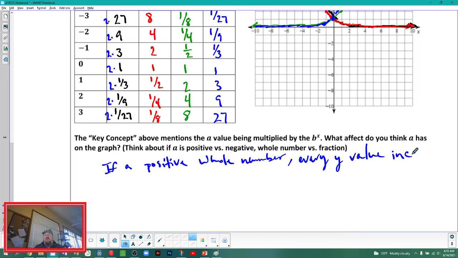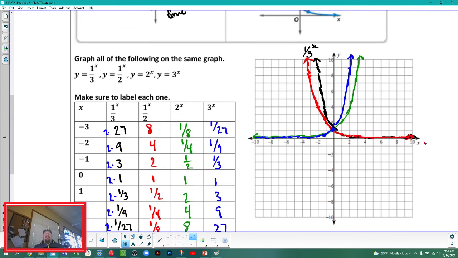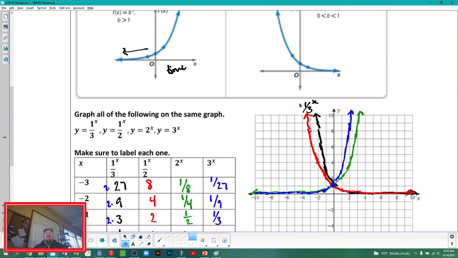And I'm not going to do all of these, but I want you to think about what some other instances would be. It says that A has to be positive, and I would kind of argue against that. A doesn't necessarily have to be positive in any of these, but in order for them to be called exponential growth or decay, it would have to be.